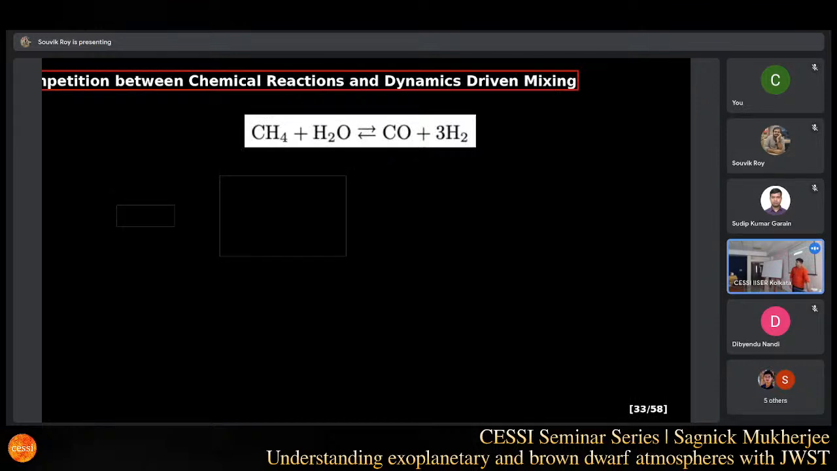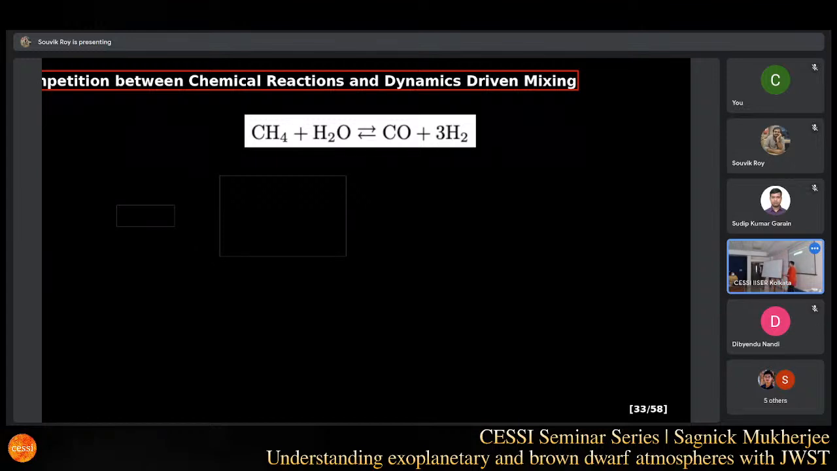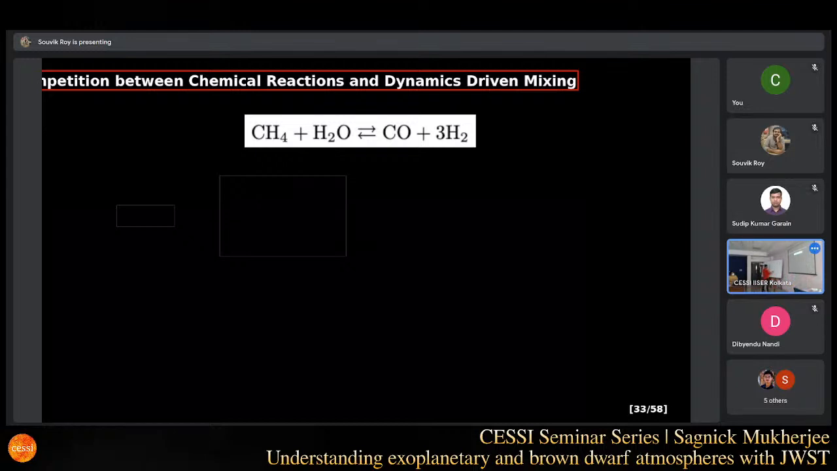Okay, equations are gone, but let's take an example of this chemical reaction. This is a reaction between methane, water, and carbon monoxide. This is a common reaction which happens in a lot of atmospheres, like that of Jupiter. Now, every reaction also takes some time. Reactions are not instantaneous, right? Every reaction takes some time to happen. Let's say that time is the chemical time, or tau_chem. That's the time it takes for this reaction to be completed.